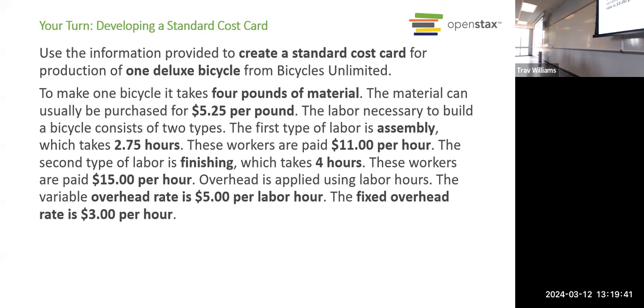So let's think about that part for a second. When we're calculating the overhead, what is the total amount of labor hours? We'll multiply the overhead rate by. What was that? 6.75. Correct. Because we have 2 different types of labor, we need to add them together. 2.75 plus 4. So that 6.75 is our total number of labor hours. That's what we're going to multiply by 5 to get our variable overhead, and then by 3 to get our fixed. Okay?